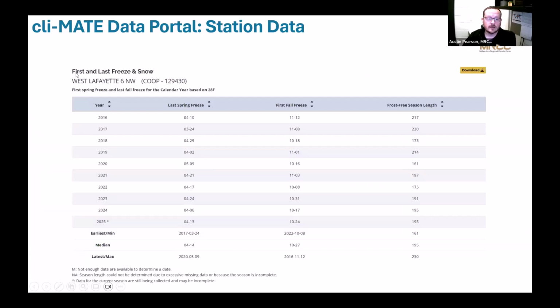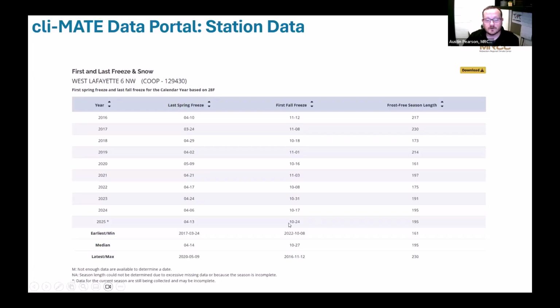And so here with this tool, I went ahead and plotted the West Lafayette 6 Northwest station, which is out at the Purdue Agronomy Farm here on the northwest side of Tippecanoe County in Indiana. I've plotted the last 10 years of the last spring freeze and first fall freeze based on 28 degrees Fahrenheit. And so here we've got the years.